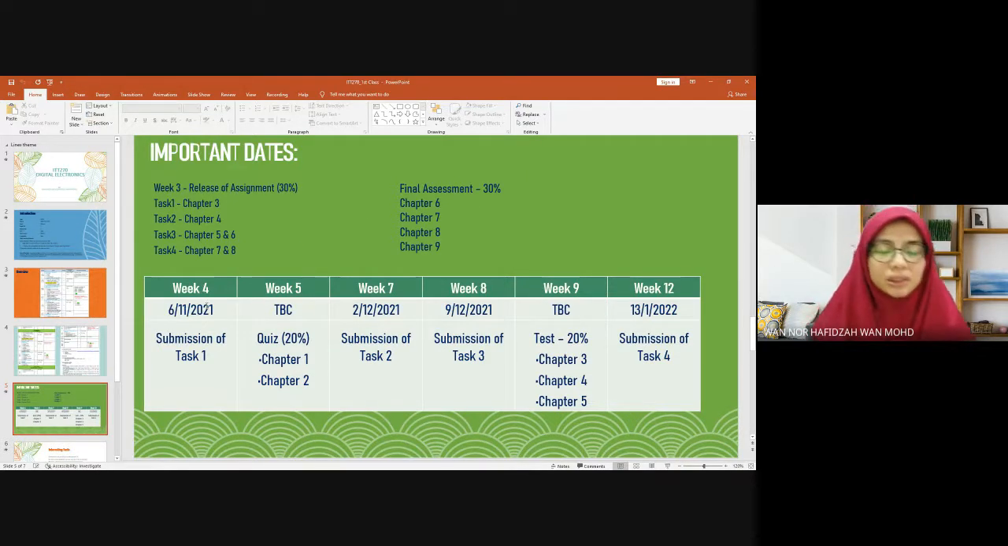Let's look at this. At week 4, due date 6 November, you need to submit task 1. Week 5, to be confirmed, because this is a common quiz. So this is 20%, chapter 1 and chapter 2.